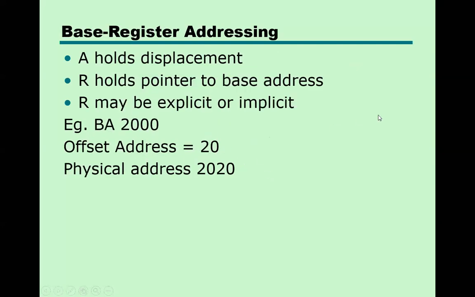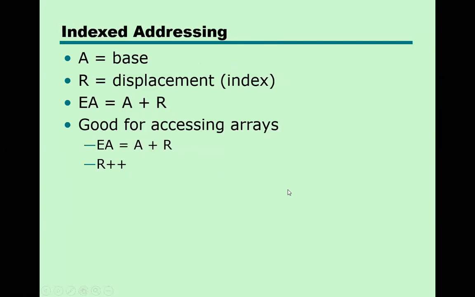Next one is base register addressing. In base register addressing, A holds a displacement. R holds a pointer to the base address, and R may be explicit or implicit. So here, for example, the base is 2000 and the offset address is 20. So how can the address be calculated? By adding both the values, the base address and the offset address. So 2000 plus 20, the physical address is 2020.